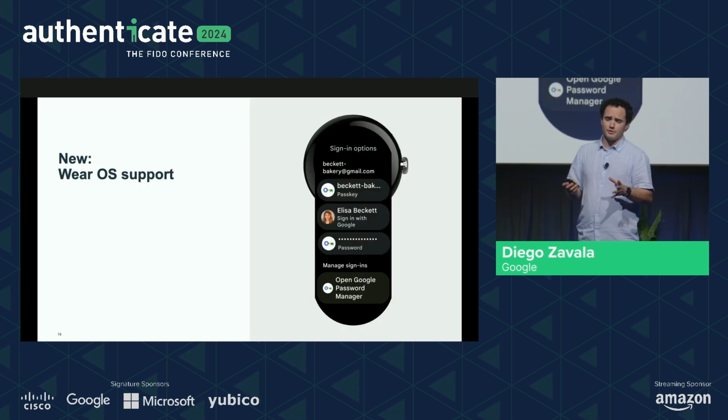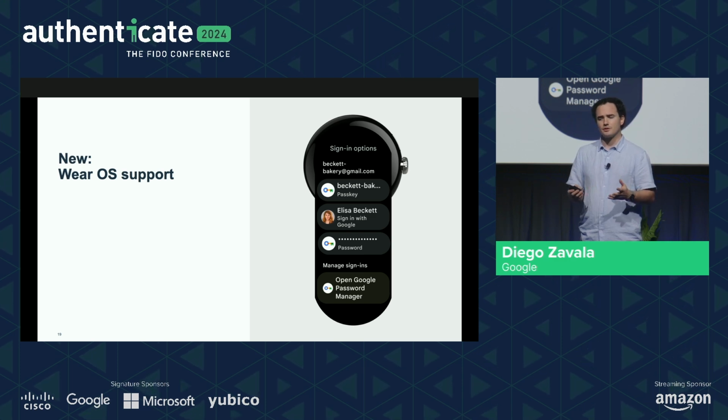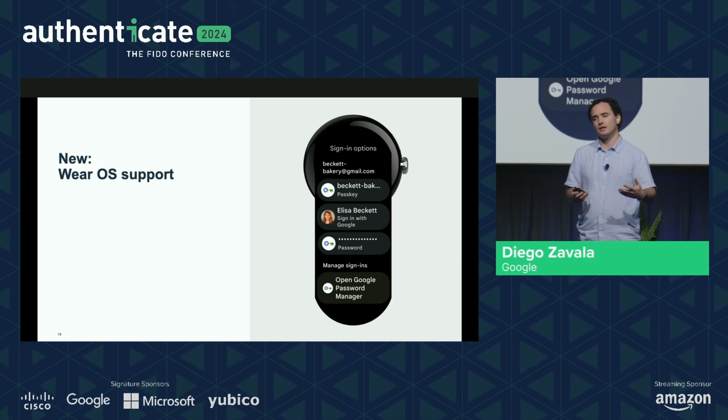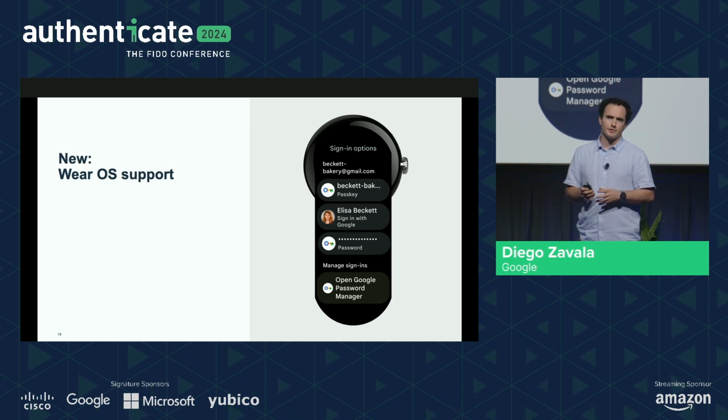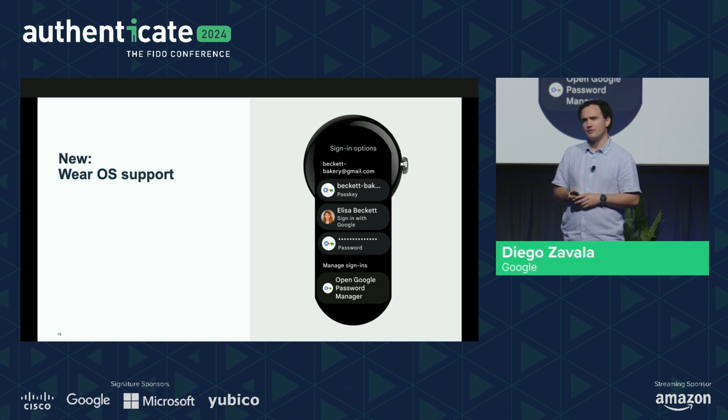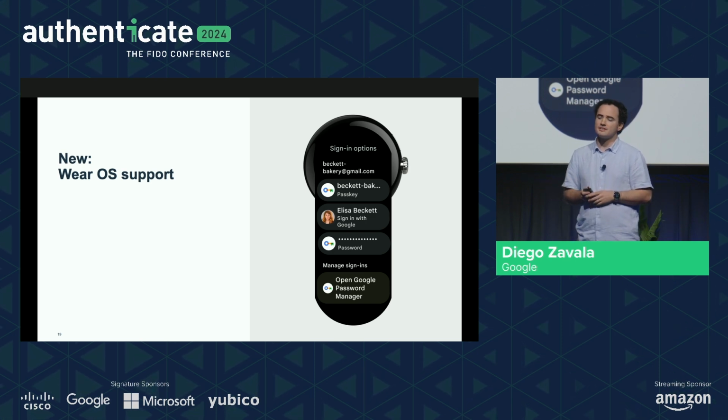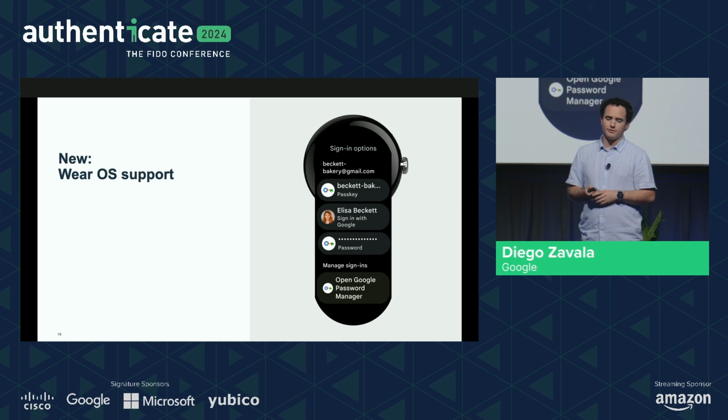We're also happy to announce that Credential Manager and Passkeys are coming to more devices, Wear OS in this case. So with this integration, users will be able to sign in with their passkeys, passwords, or signing with Google right from their watch. This feature will be available on the next Wear OS 5 quarterly platform release, and it includes support as well for third-party credential providers such as Dashlane.